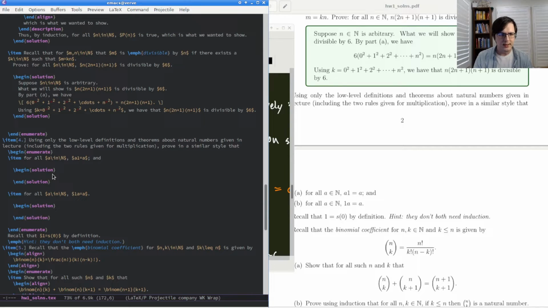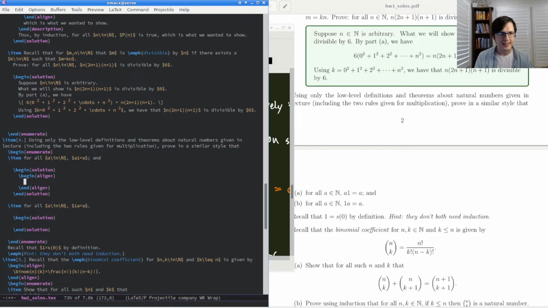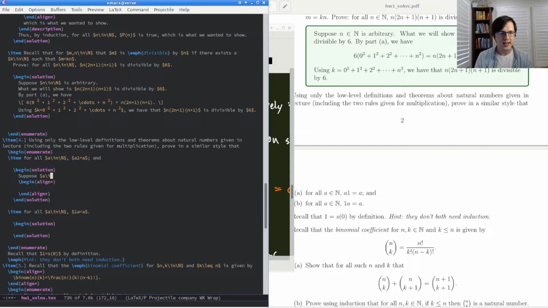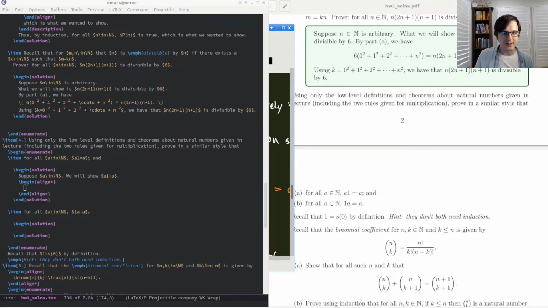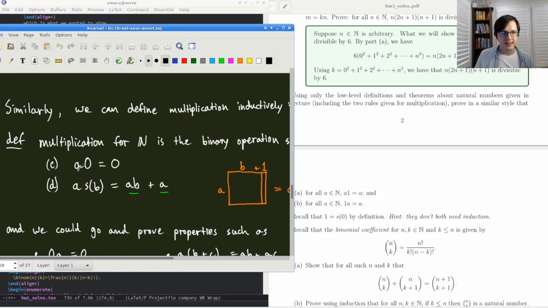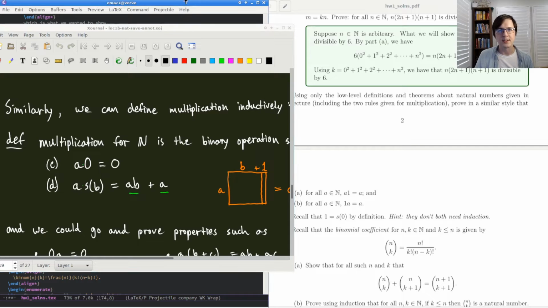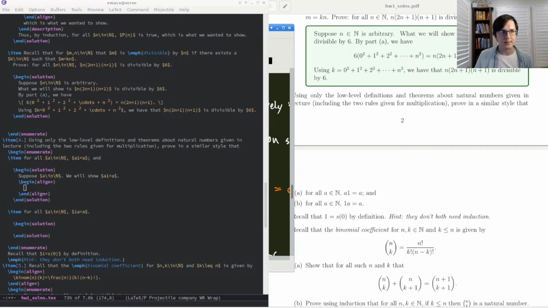I believe we can just do this all in one line, so to speak, but I'll do it as in a line. So suppose a in N, and what suffices is that a times 1 equals a. And so I think we can just use the definition of multiplication directly without needing any induction or anything, because these rules are sort of inducting on the second variable in the definition.